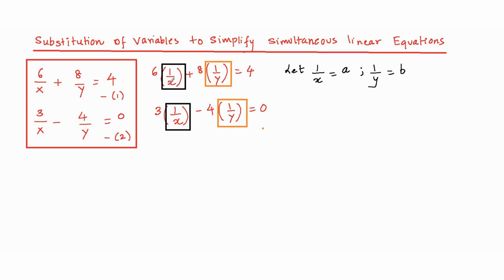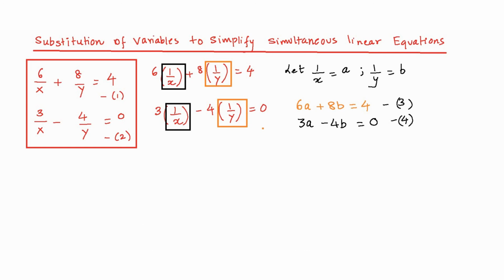Now what will happen is, since 1 by x is substituted as a, the equation becomes 6a plus 8b is equal to 4. And the second equation becomes 3a, because 1 by x is a, minus 4b is equal to 0. So this is my equation 3 and 4. Suddenly, the variables which appeared in the denominator are now appearing in the numerator. So now I am going to solve for variables a and b, and then I am going to substitute a and b to get x and y.